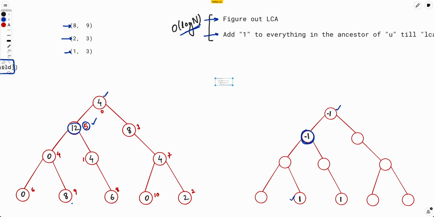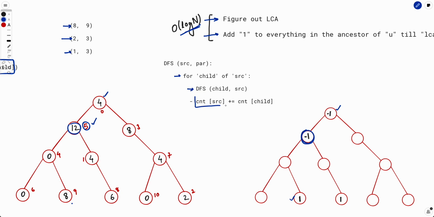To do that, we can simply use a DFS. The DFS would be simple: just iterate over all the children and figure out the value for the children first. Once you figure out the value for the children, you just add it to the current node, and that would be the value for the current node. So I hope this entire solution also makes sense.